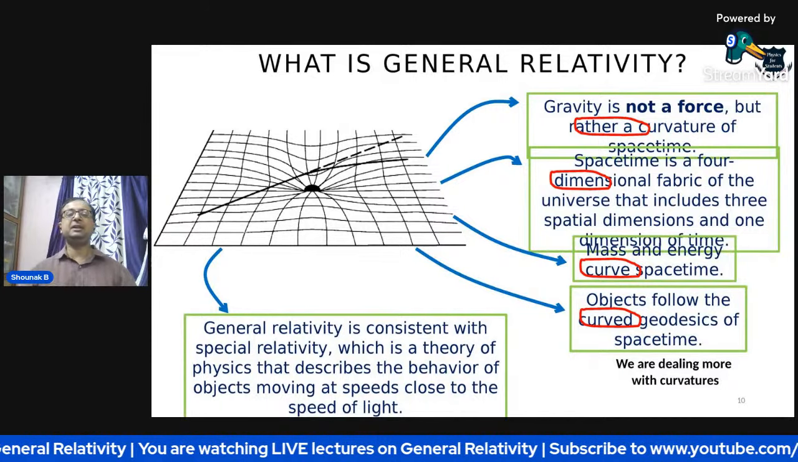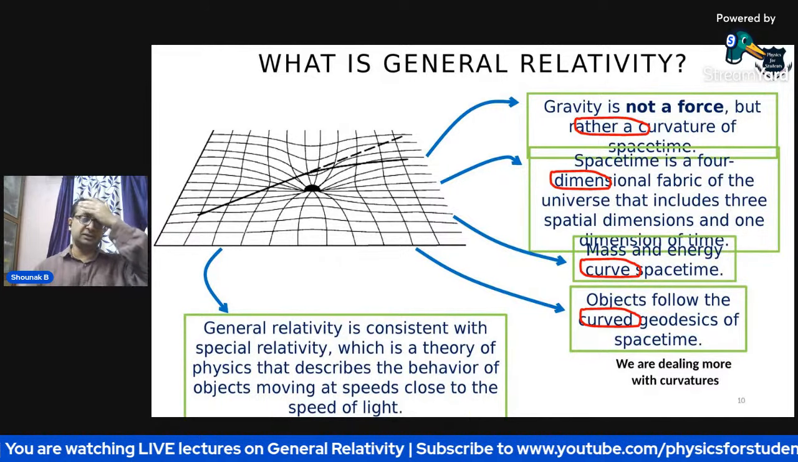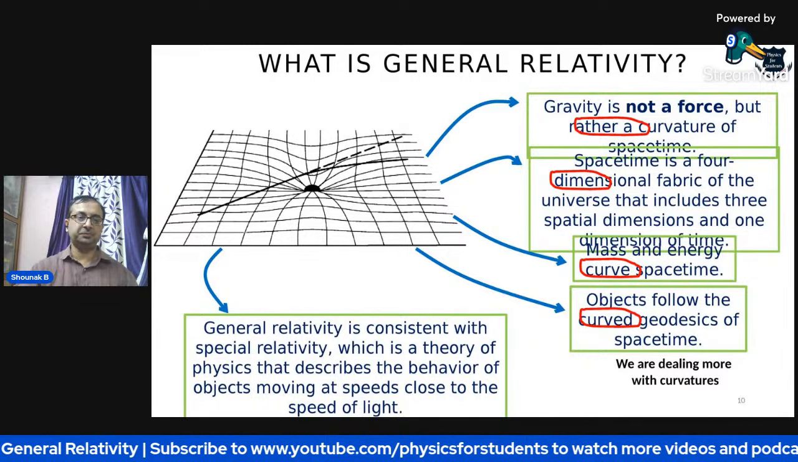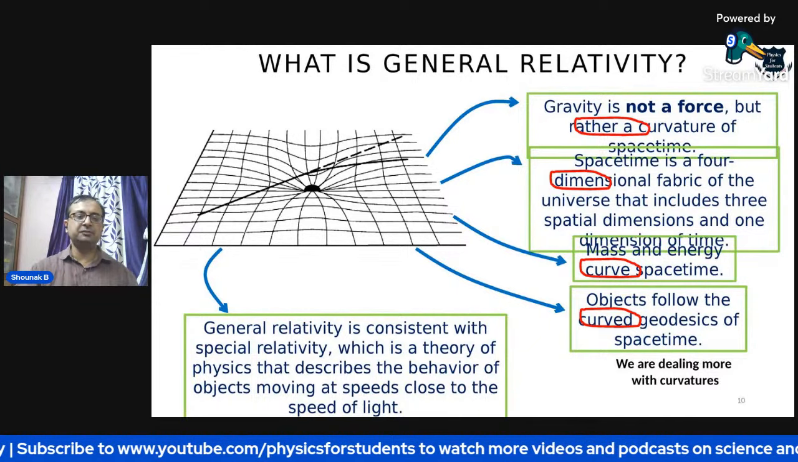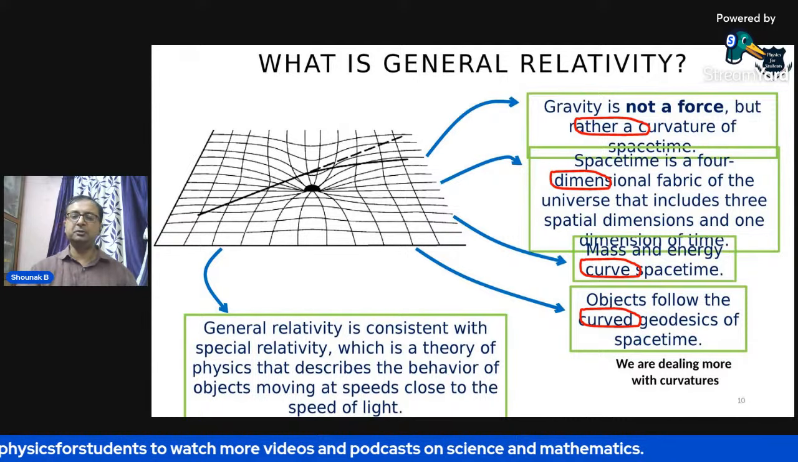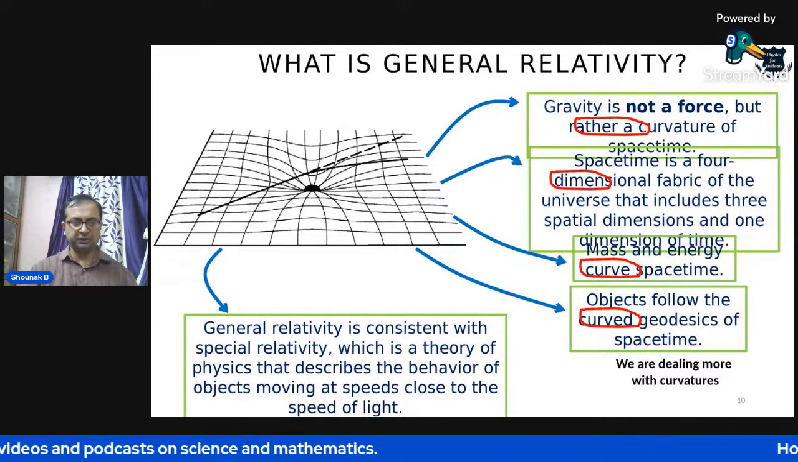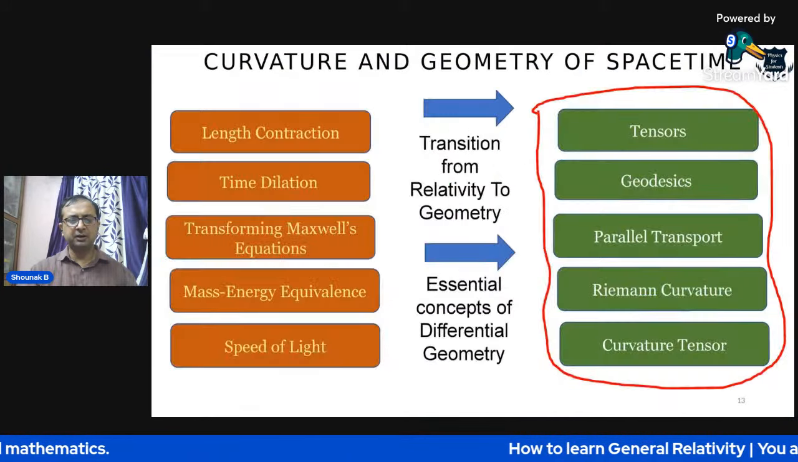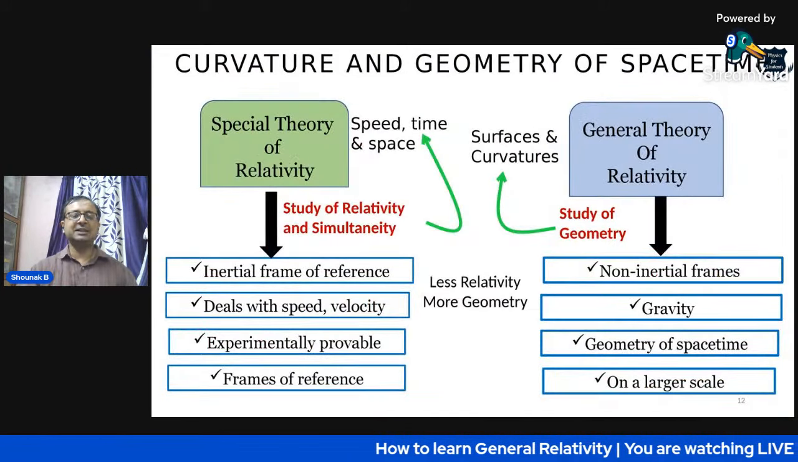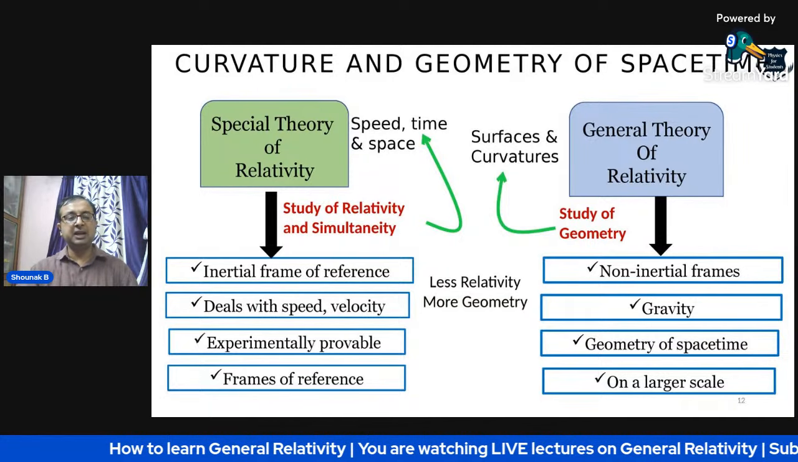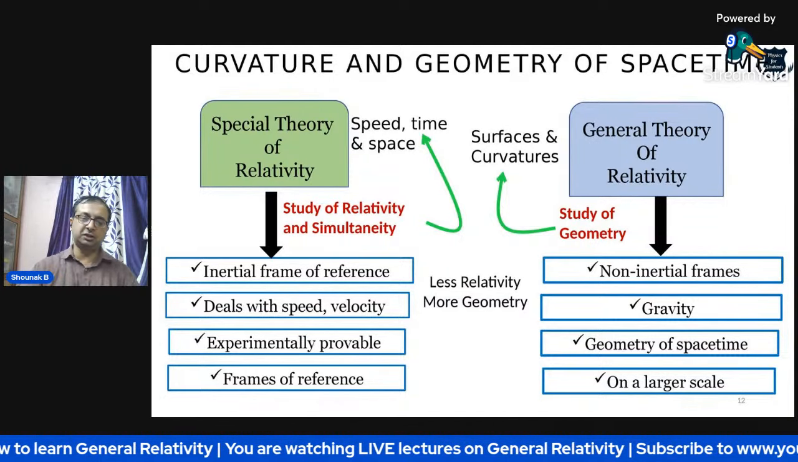That means it evidently proves, from all those understandings, that we are basically going into what is called curvature. And until and unless we understand or master at least some concepts of curvature, it is going to be very difficult for all of us to understand general relativity. So I will skip this part. I think you have already seen it enough, that it is basically a shift from special relativity, the study of simultaneity and relativity, into what is called the study of geometry.